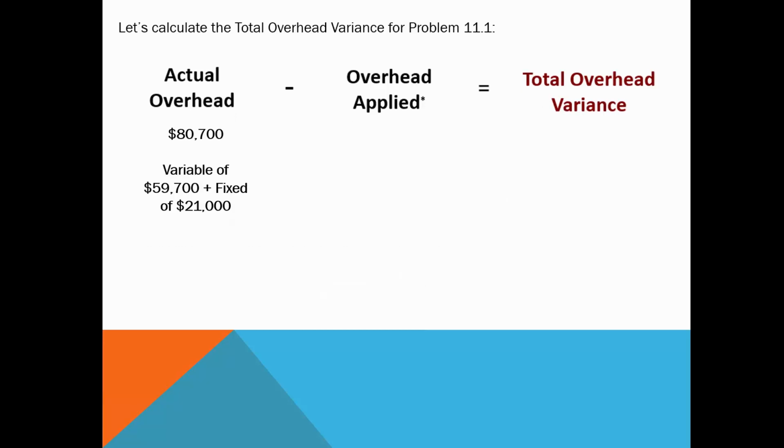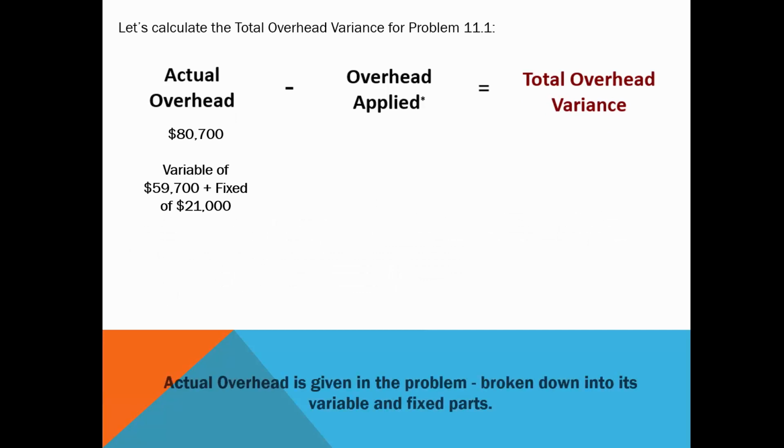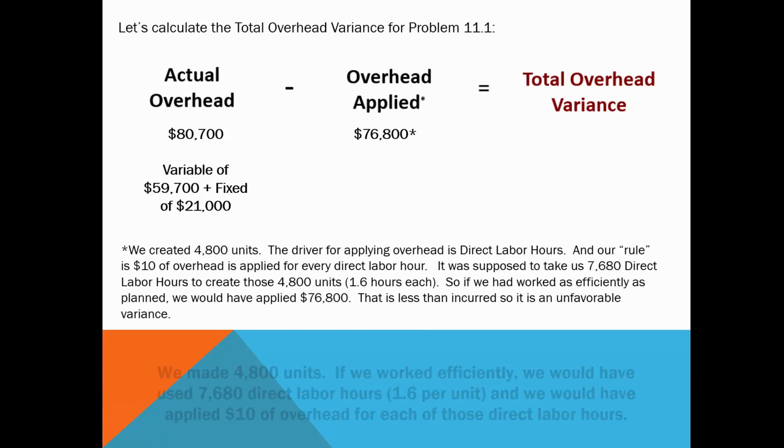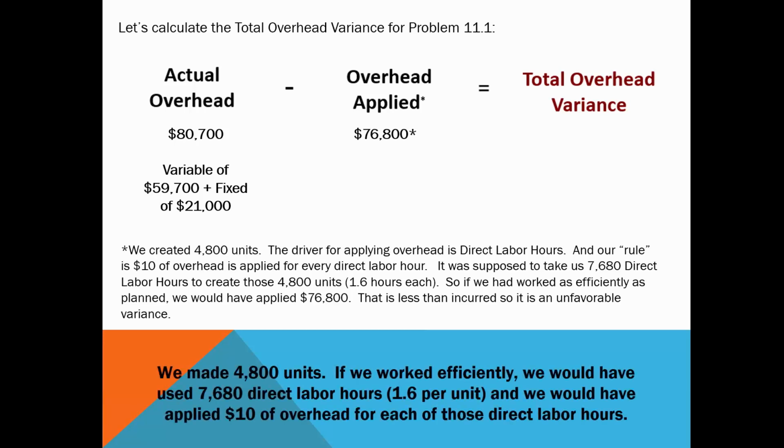Let's do problem 11.1, total overhead variance. It tells us that the actual overhead that we incurred was 59,700 of variable plus fixed of 21,000. For the overhead that we should have applied, we created 4,800 units in that problem. The driver is direct labor hours, and our rule is $10 of overhead for every direct labor hour. It was supposed to take us 7,680 direct labor hours to create those units. Our standard is 1.6 hours per unit. So we should have used 7,680 direct labor hours.